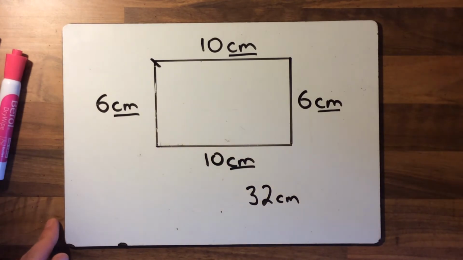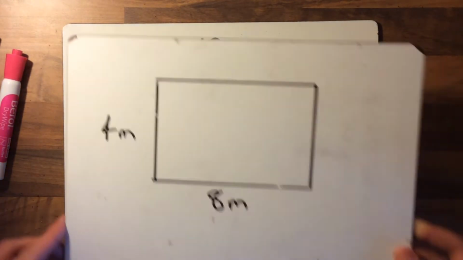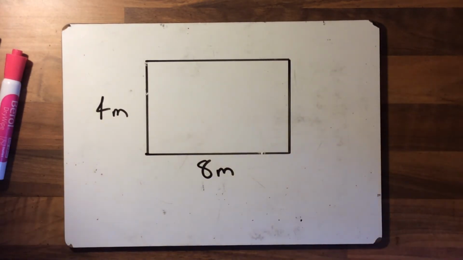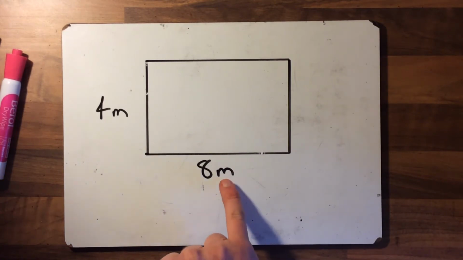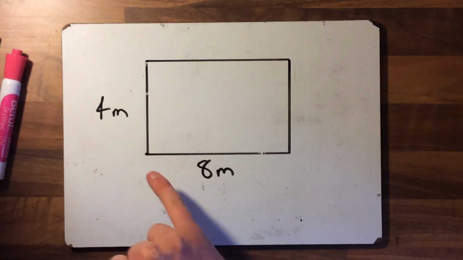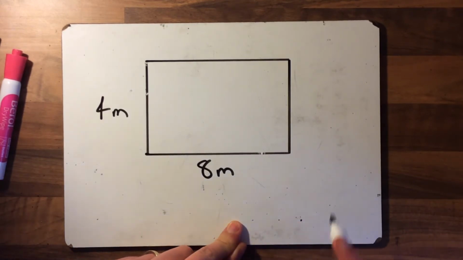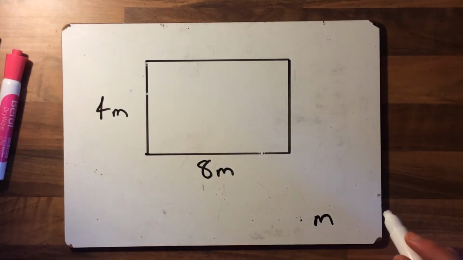So if we were to have a look at another one now, you can see this shape is quite similar. It's a rectangle again. You might have noticed that the unit of measurement this time is m, which is metres. So 4 metres and 8 metres. So the unit of measurement is going to be metres, and my answer is going to be a number and then metres.